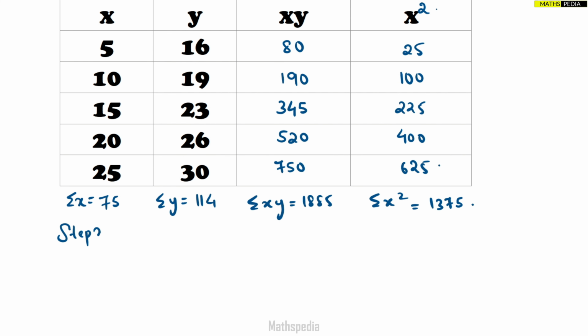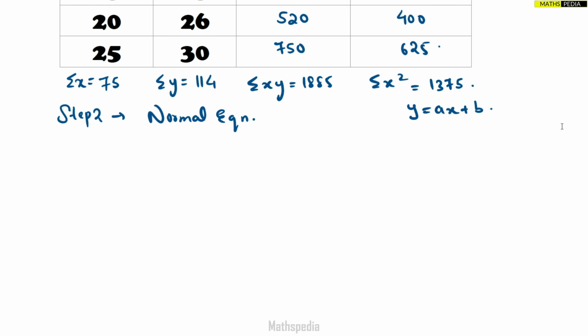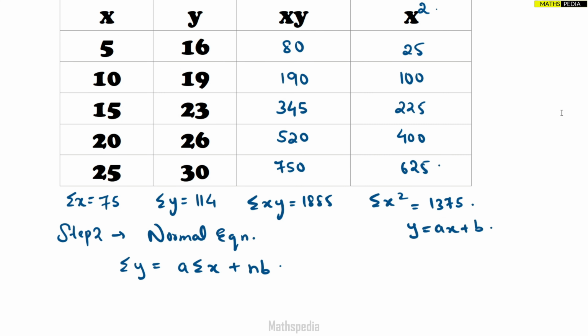So what is the second step? The second step is to write the normal equation. As we know, y is equal to ax plus b is the straight line equation where we need to find the a and b values, then substitute and get the y value. The x value is already given in this problem. So finally, from the normal equation, summation of y is equal to a into summation of x plus nb. What is n? As we have already discussed, how many terms are there? We can see 5: 1, 2, 3, 4, 5. So n is equal to 5.